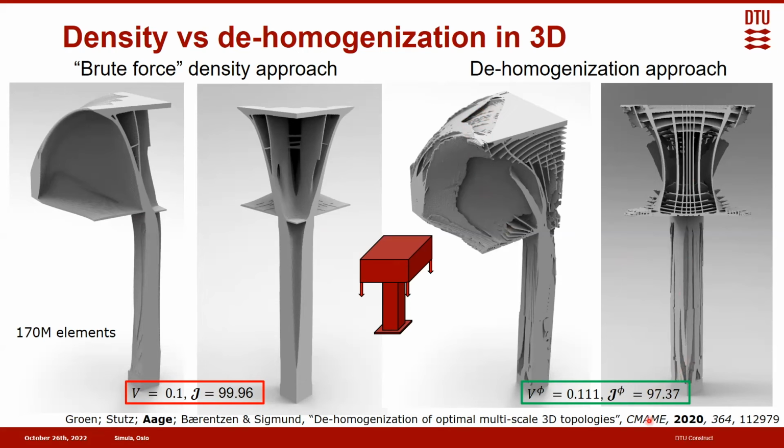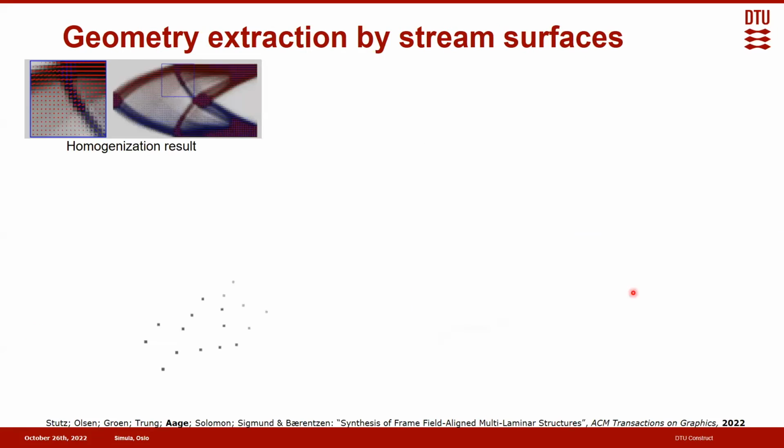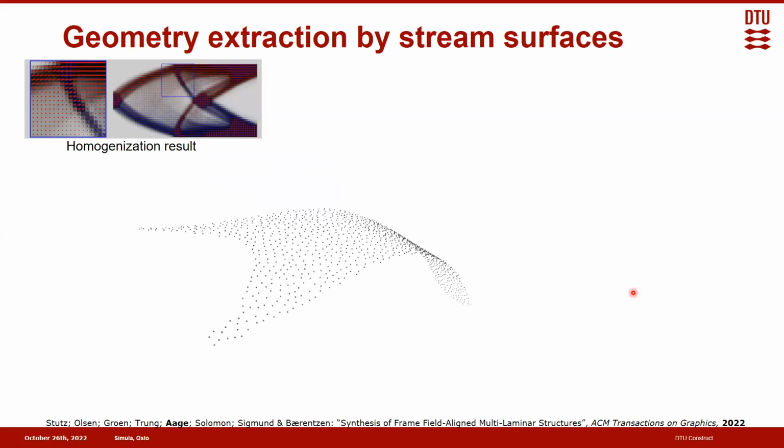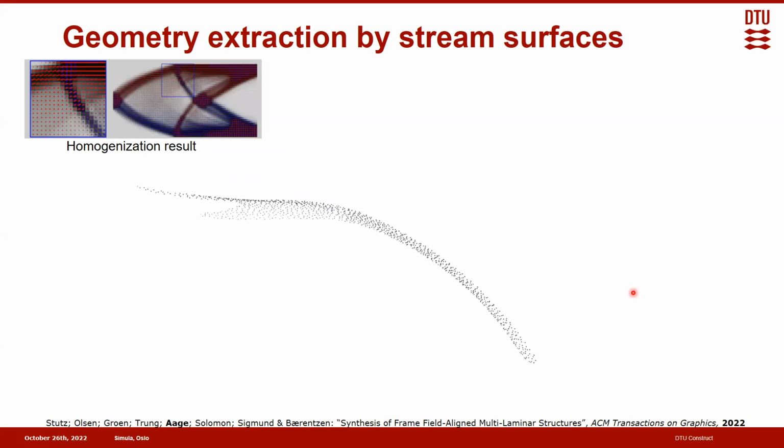But for this specific case, we're actually able to beat the SIMP design, what you call it. This is not consistent. You don't beat it all the time. So we have been looking into other ways of doing it.